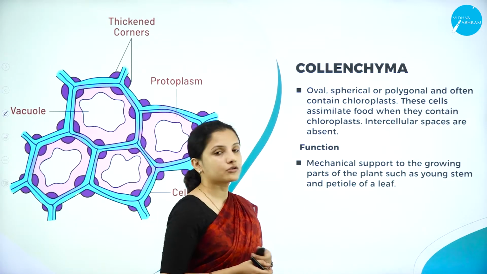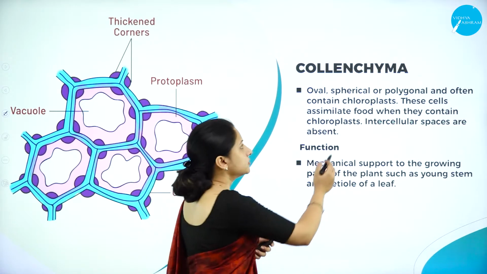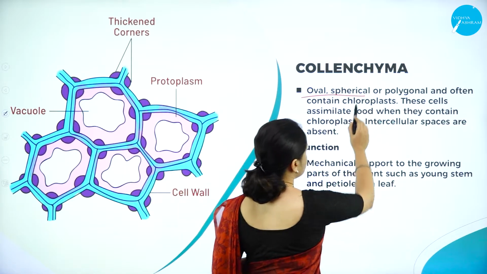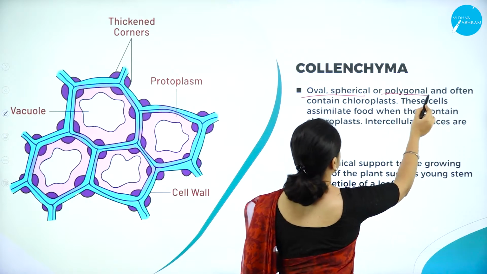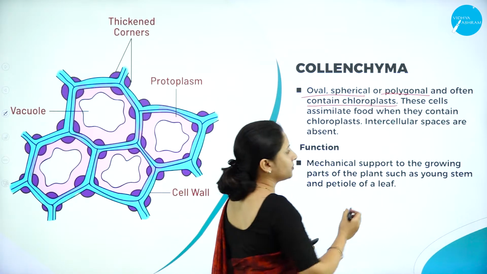So next, moving on to the shape of the collenchyma. Collenchyma can be oval, spherical or polygonal, that is having many angles, and often they contain chloroplasts.